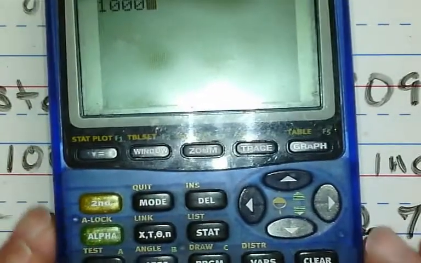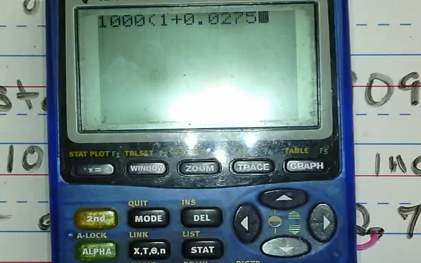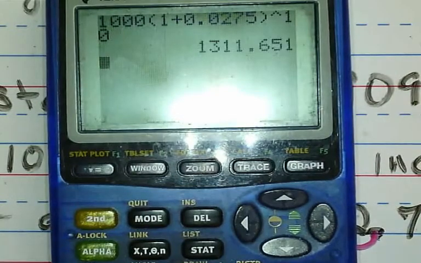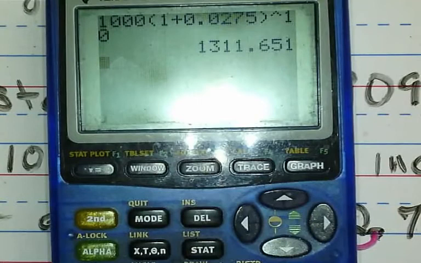There we go. Hallelujah. 1,000 parentheses 1 plus 0.0275 raised to the, what do we say, 10 years, right? 10 years. And so, boom. 1,000, what's it worth after 10 years? $1,311.65. Right? How much is this stamp? One little tiny stamp worth. Right? Ta-da.